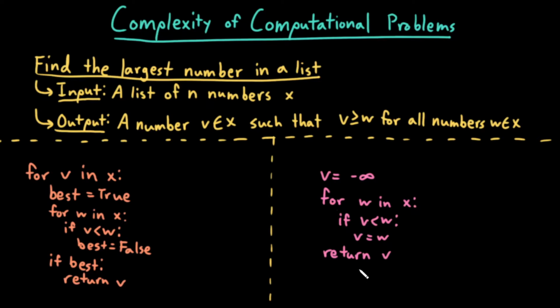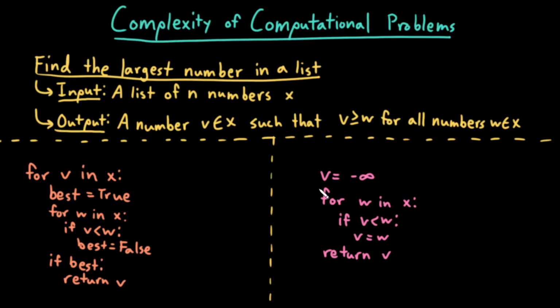Here we have two algorithms that attempt to solve this problem. In this first one, for each number v in x, assume that it's true, and then for each number w in x, if we ever run into a number w such that v is less than w, that means that v was not my maximum number. Therefore, we say, nope, it's not the best. And then after we've iterated over all of w, if best is still true, so if we never encountered a number w such that v was less than w, we return v. v is guaranteed to be the largest.